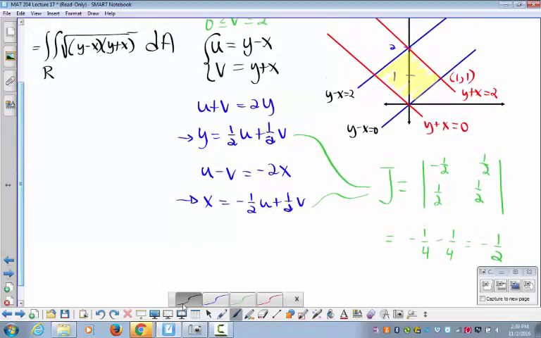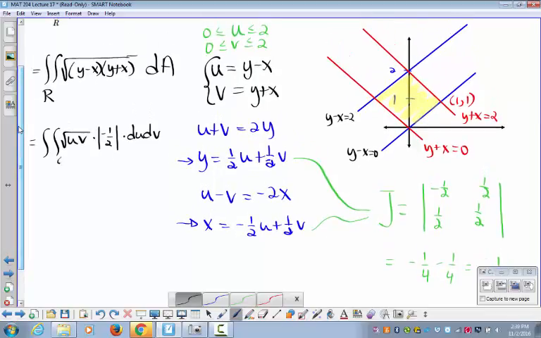So now when we come back to our integral, we're going to do our conversion. When we convert from the xy system to the uv system, we're going to have the square root of u multiplied by v. And then we have to put in our Jacobian, which is the absolute value of the Jacobian determinant, so the absolute value of negative 1/2, and then we have du dv. The limits were really nice for both, 0 to 2 and 0 to 2. We've got that. So any questions up to that moment?